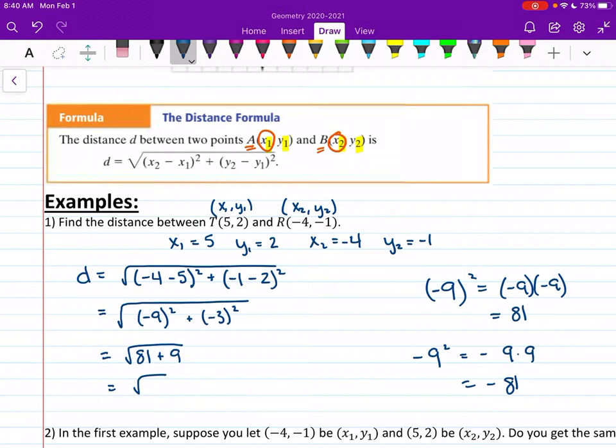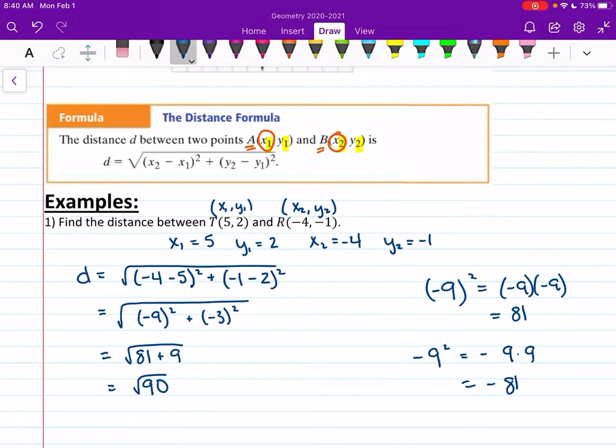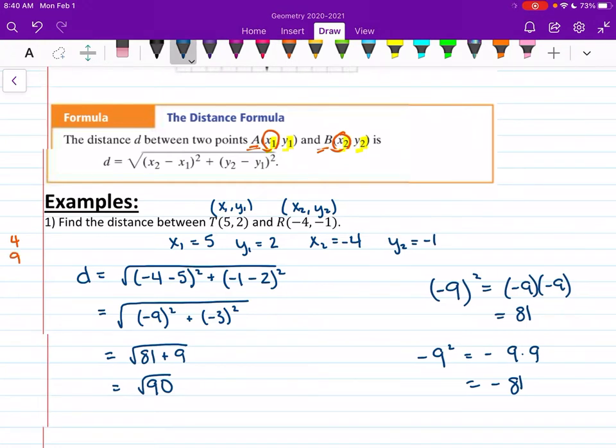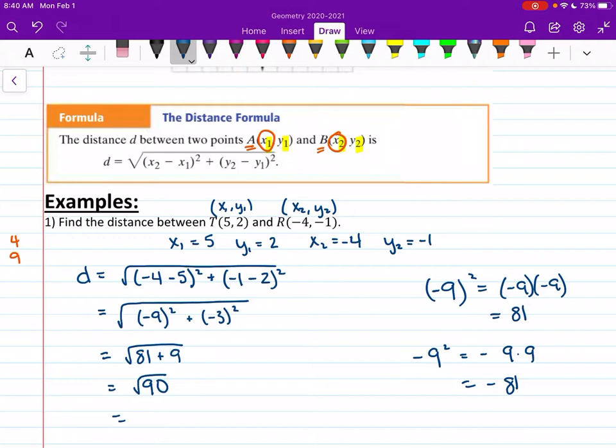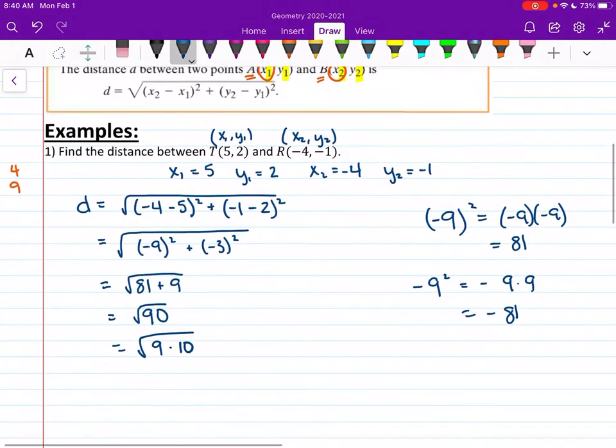So now I have the square root of 90. And our goal is to put that in simplest radical form. So what I'm going to do is, let's see if I have any perfect square that is a factor of that. 9 is. Okay, so then 90 is 9 times 10. So then I have the square root of 9 times the square root of 10. And the square root of 9 is 3. So my final answer here would be 3 root 10.